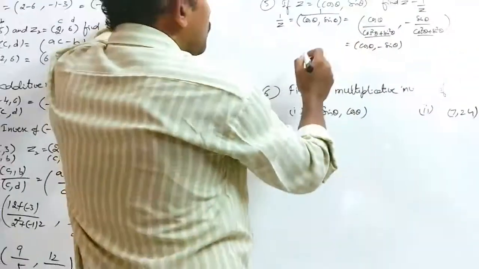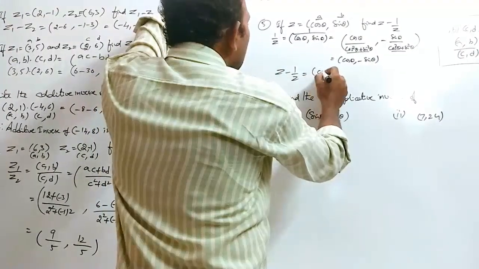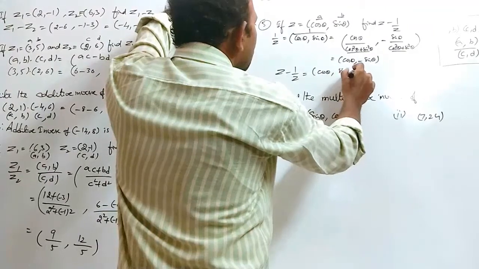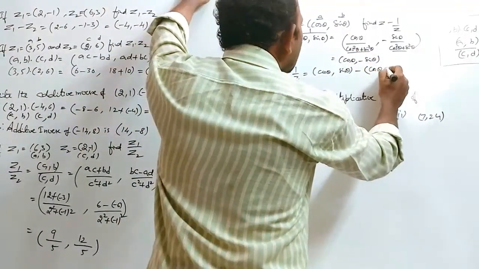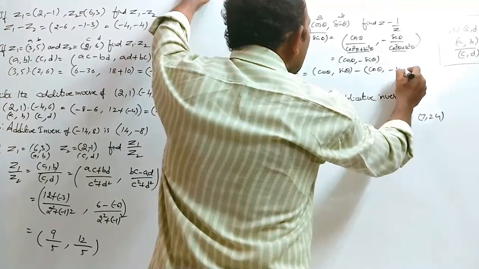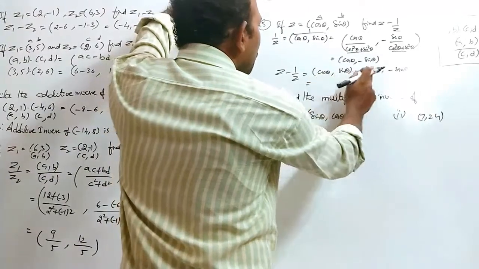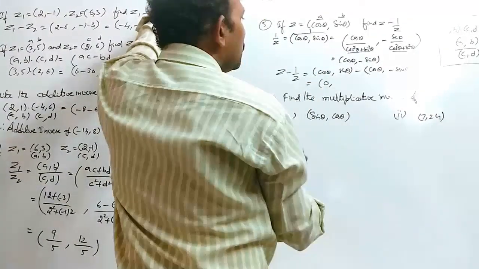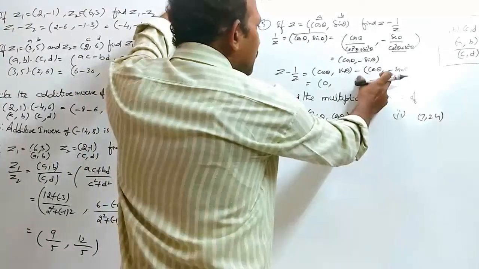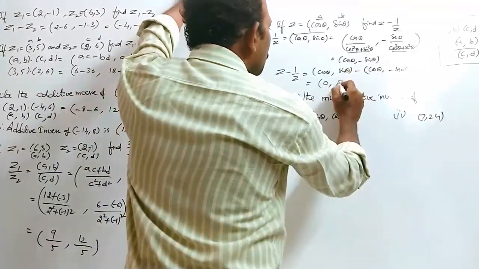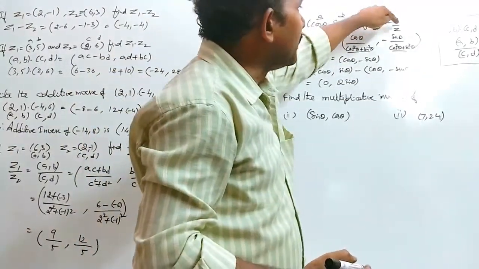Now let us find the value of Z - 1/Z, that is equal to Z is (cos θ, sin θ) minus 1/Z is (cos θ, -sin θ). Now let us subtract. Therefore that is equal to cos θ - cos θ = 0, comma, here sin θ - (-sin θ) becomes + sin θ. Therefore sin θ + sin θ = 2 sin θ, which is the value of Z - 1/Z.